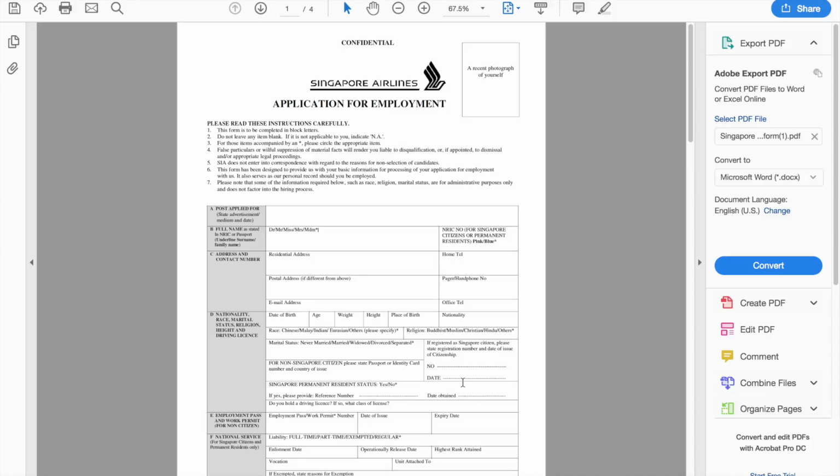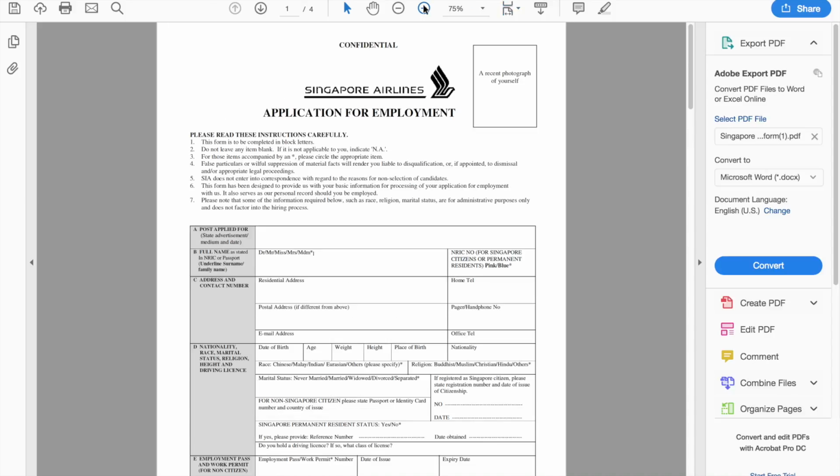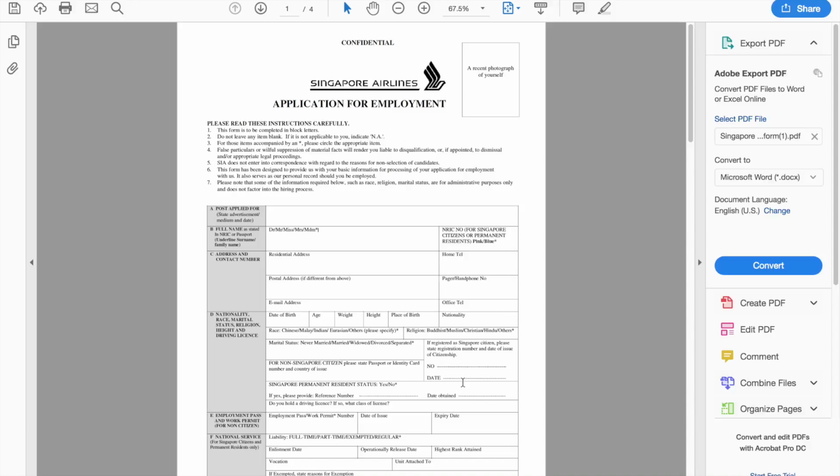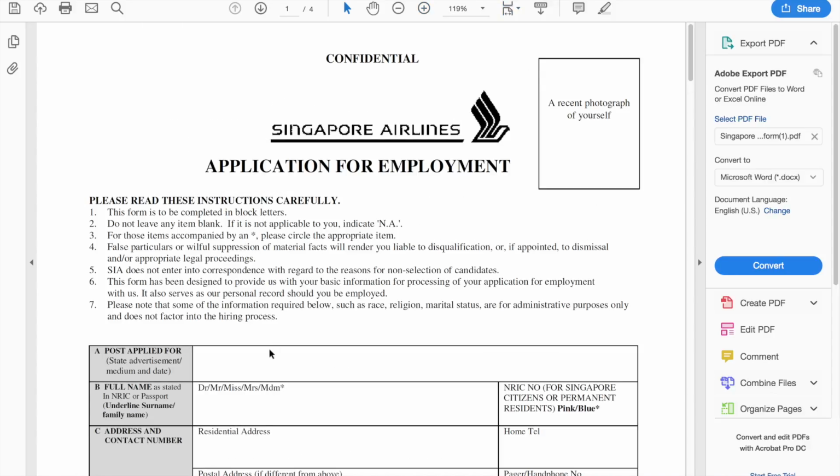So I just want to clarify a few things that will help you with your form filling for your interviews anytime soon. As you can see, it's very straightforward. I'm just going to zoom this a little bit. If you can see here, this portion is basically your name. You need to put in your name.